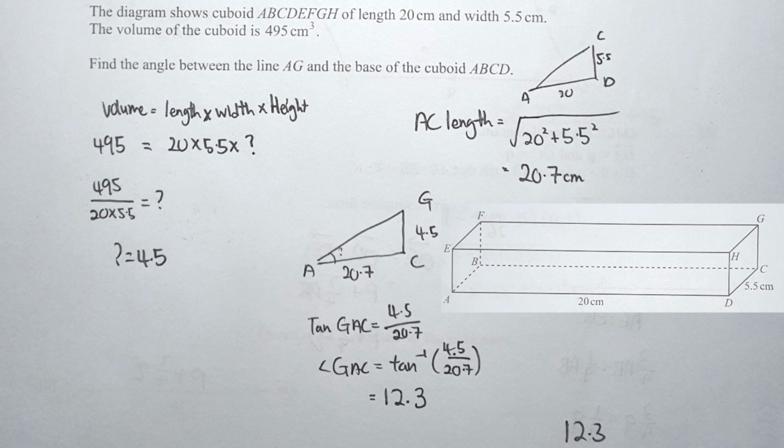With this information, we'll be using opposite and adjacent. So tangent GAC equals 4.5, which is our opposite, over 20.7, which is our adjacent. So the angle will be tangent inverse of 4.5 over 20.7. Your final answer is 12.3.